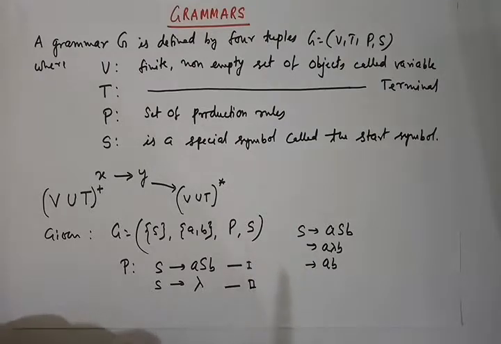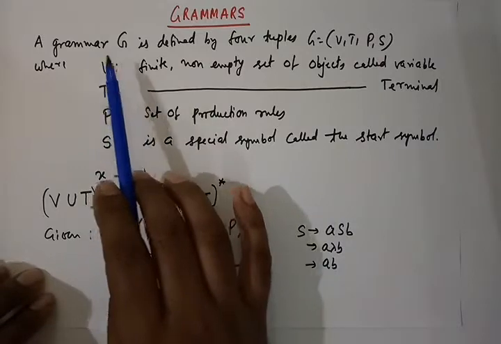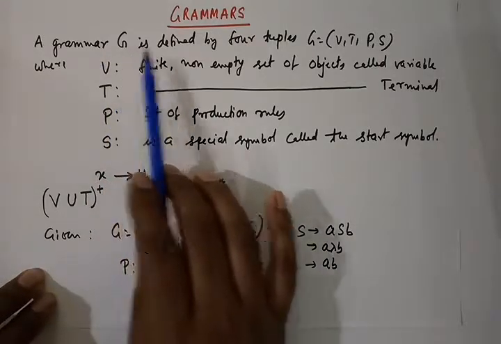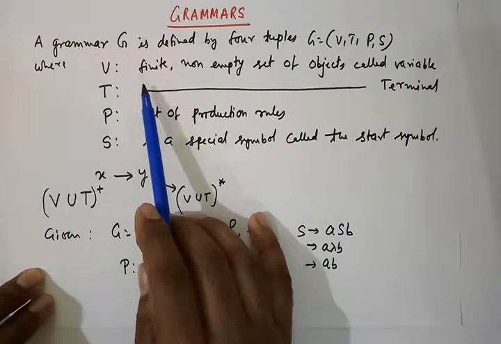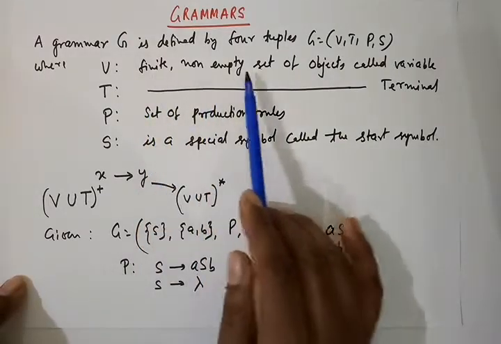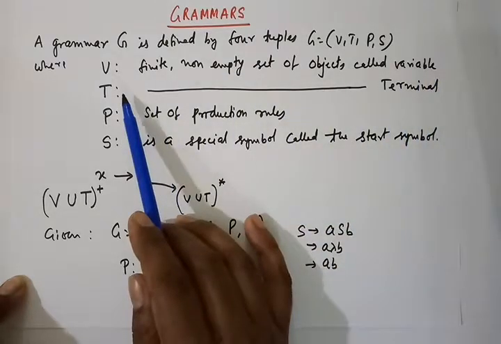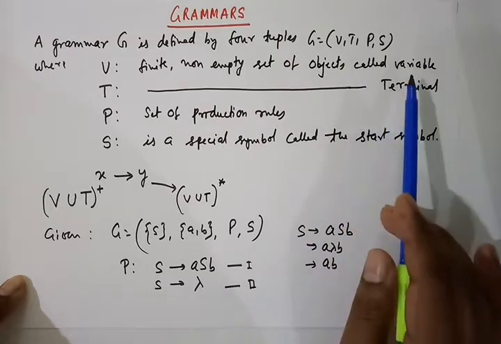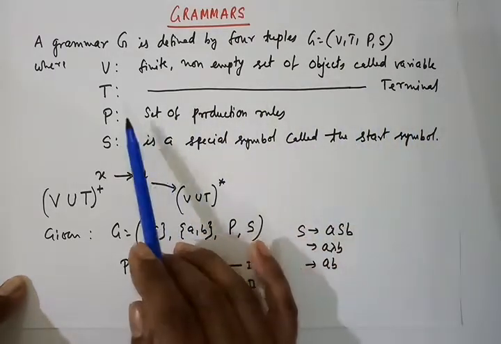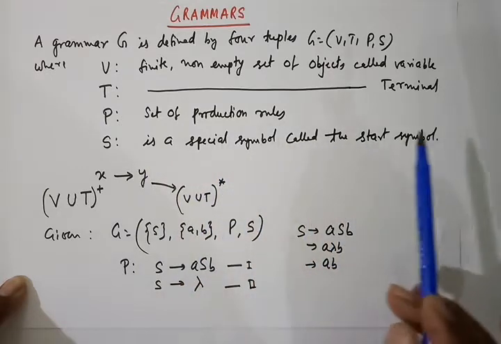In this lecture, we are going to discuss grammars. A grammar G is defined by four tuples, G equal to (V, T, P, S), where V is a finite non-empty set of objects called variables or non-terminals. T is a finite non-empty set of objects called terminals. P is the set of production rules. And S is a special symbol called the start symbol.